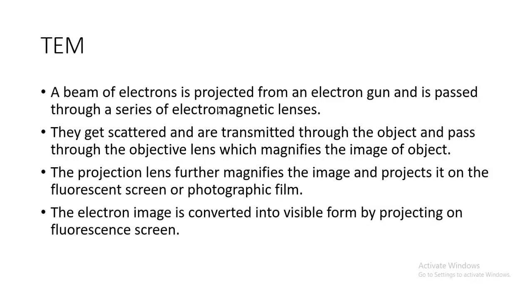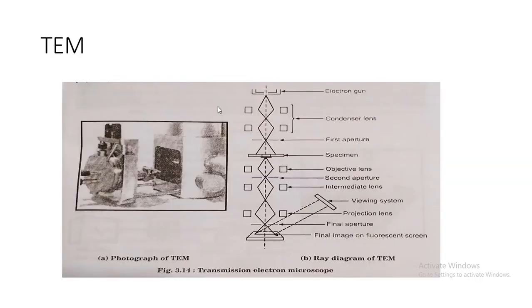The projection lens further magnifies the image and projects it on the fluorescent screen or photographic film. The electron image is converted into visible form by projecting on a fluorescence screen. So, this is the ray diagram for TEM.